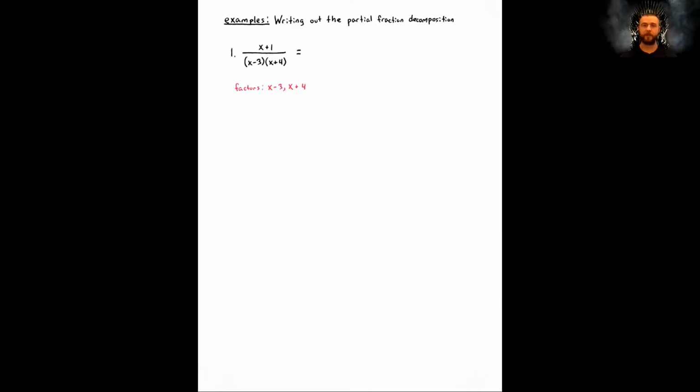All right, ready? What I want you to notice is the factors within the denominator. The factors here are x minus 3 times x plus 4. We have two linear factors, so we get two partial fractions: some unknown, capital A, divided by x minus 3, plus another unknown, B, divided by x plus 4. That's it. Our goal with this example would be to solve for what A and B are.